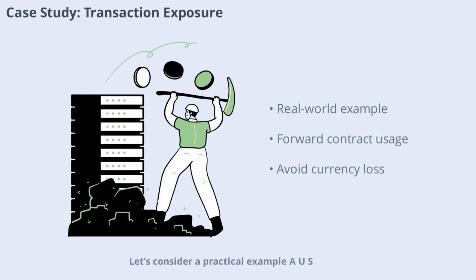Let's consider a practical example. A U.S. exporter sells goods to a European customer with payment due in euros in 3 months. If the euro weakens against the dollar during this period, the exporter receives fewer dollars than expected. By using a forward contract, the exporter can lock in the exchange rate and avoid this risk. This case highlights the importance of proactive risk management.